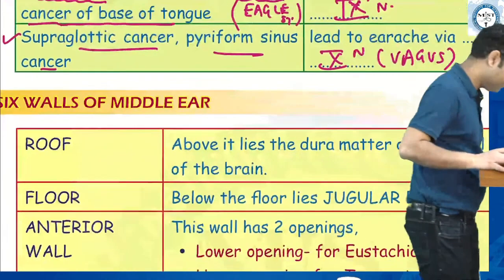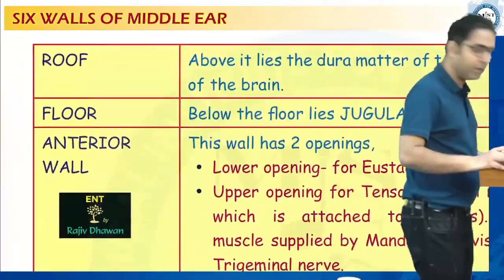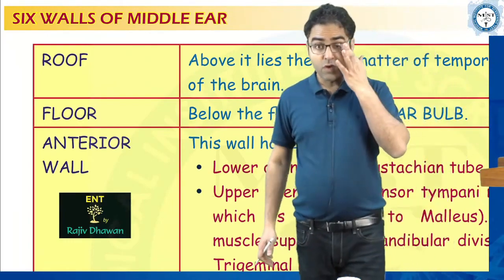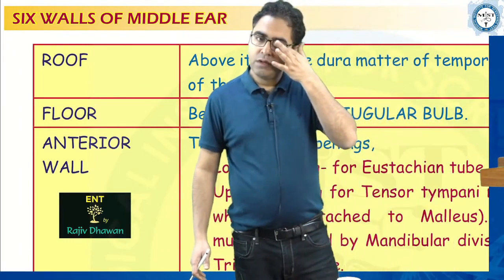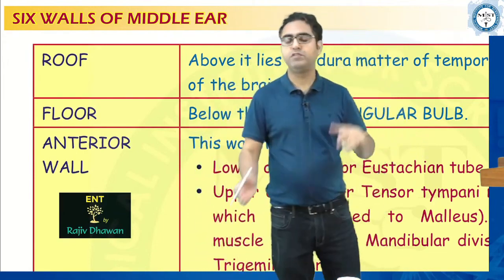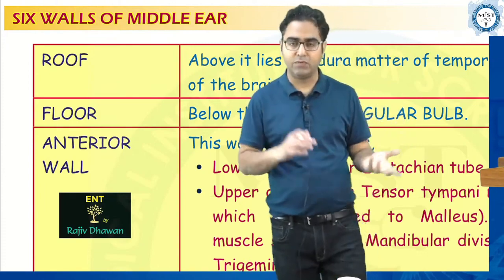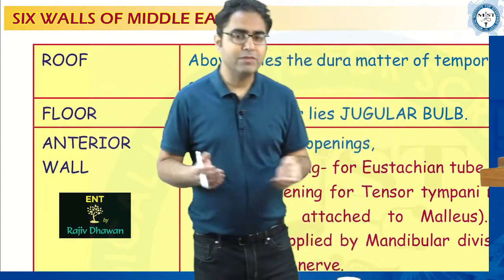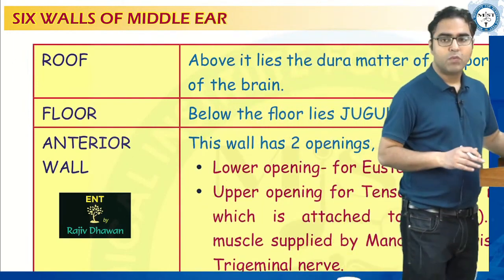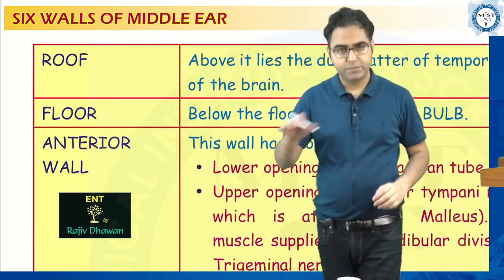Chalo, beta. Now, the next topic, beta. 6 walls of middle ear. Next topic, everybody open up. 6 walls of middle ear: roof of middle ear, floor of middle ear, anterior wall, posterior wall, lateral wall, medial wall. A lot of time I was confused in my MBBS days about what is the roof, what is the floor, what is the anterior wall, what is the posterior wall.